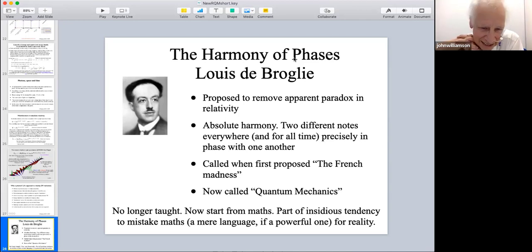It's part of an insidious tendency to mistake maths for reality. You start with lambda is h over p instead of starting with understanding why the thing is an oscillator that both speeds up and slows down, which is a real understanding, instead of just starting with some goddamn maths. Dearie me.